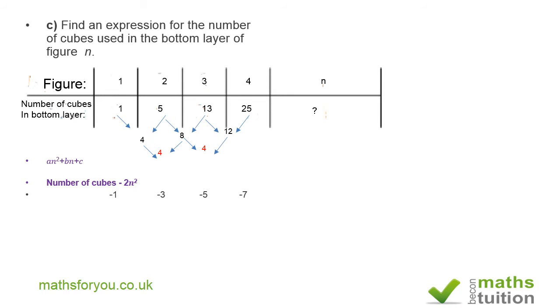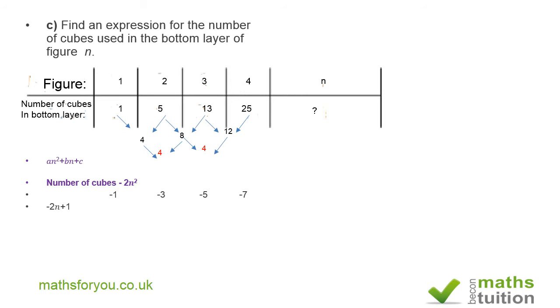Similarly, for figure 3, where we've got 13 cubes, we already know 2n squared. So 2 times 3 squared. 3 squared is 9. 9 times 2 is 18. So 13 minus 18 will give us minus 5. And similarly, for figure 4, we got minus 7. So we got this pattern here of minus 1, minus 3, minus 5, and minus 7. And they decrease by 2, or if you like, minus 2.